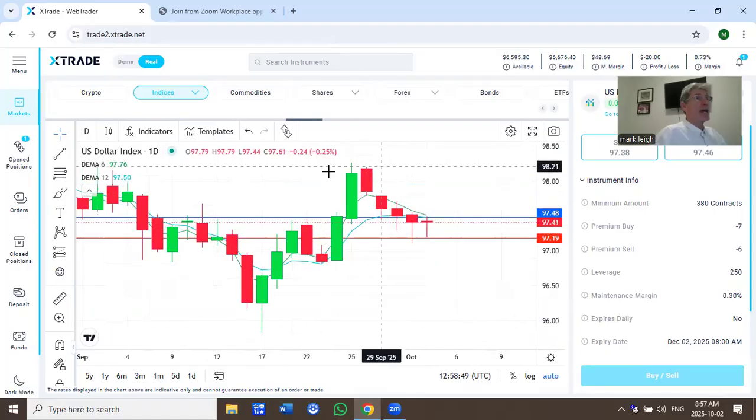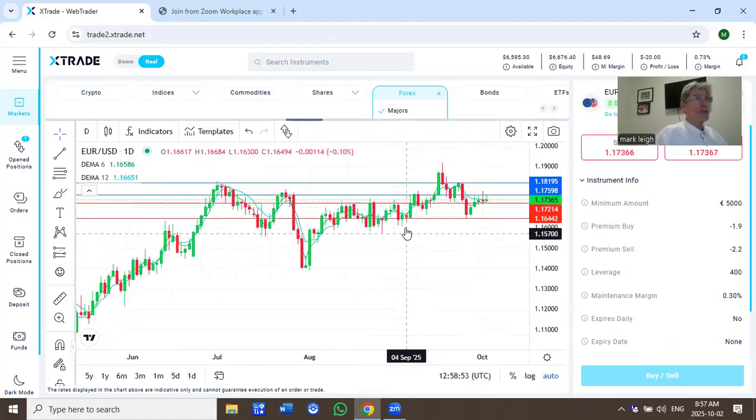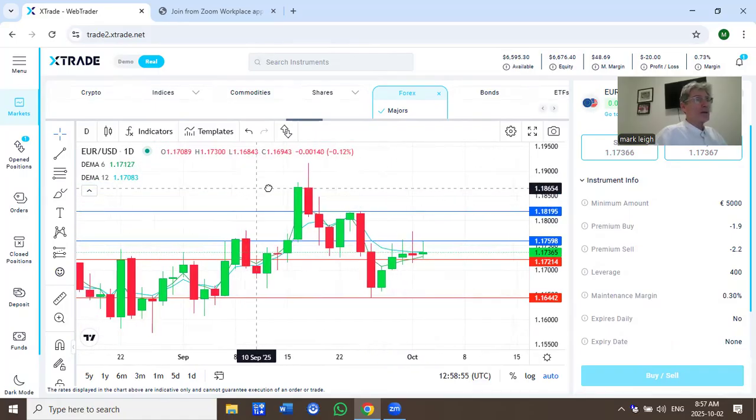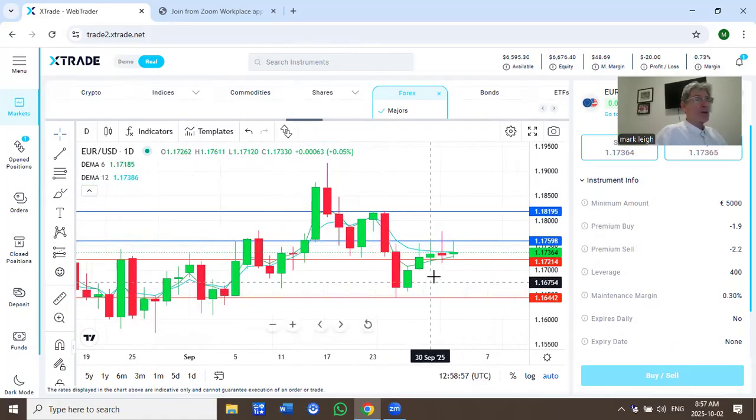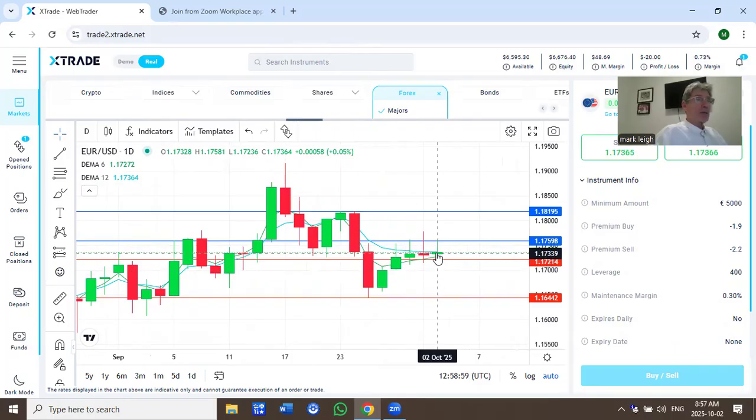Let's have a look at the majors and how they're performing, starting on the Euro US. And there you can see a little bit of a green candlestick left. It was much higher. Resistance at 117.59, support at 117.21. That's buying euro, selling US. The wicks left behind will be the US dollar fighting back.